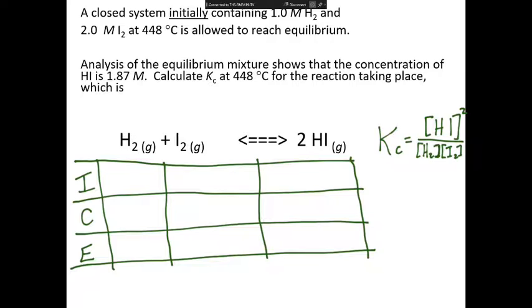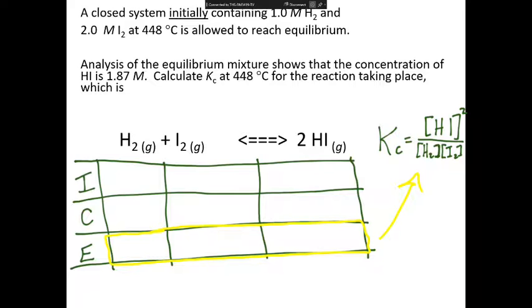The thing that I really like about these ICE tables is they almost always have really simple coefficients. Like this is a 1, a 1, and a 2. They rarely have like a 5 and a 4 for their coefficient. So it's really easy to deal with the numbers on these ICE tables most of the time. All right, now we can use the ICE table to get our equilibrium amounts. The numbers that we get down here are the ones that we're going to be allowed to put into the expression and solve for capital K, the equilibrium constant.